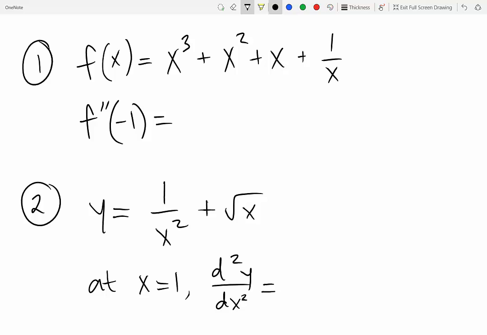If you want some good practice finding second derivatives and plugging in answers, please try these two questions. Notice the first one has a 1 over x as its last term. Please rewrite that before taking a derivative. And for number 2, both of those terms should be rewritten as power functions. Good luck with those second derivatives. They can get a little tricky, but please practice those.